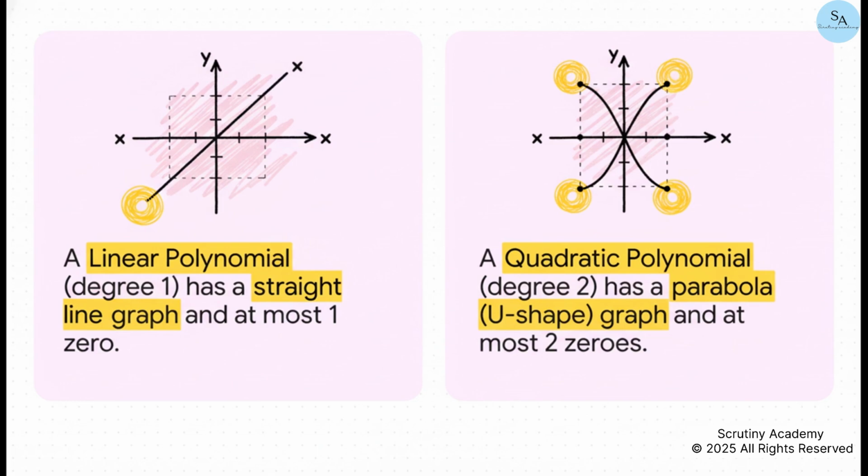Its graph is that classic U shape we call a parabola. And a parabola can dip down and cross the x-axis up to 2 times. So it can have a maximum of 2 zeros.